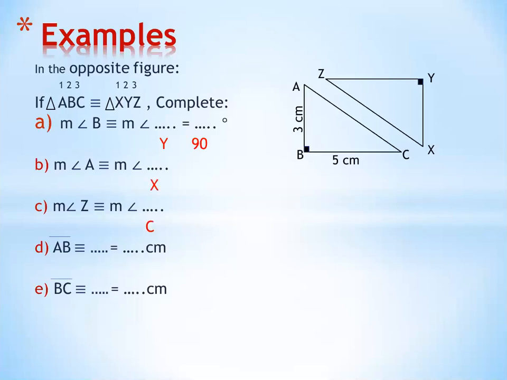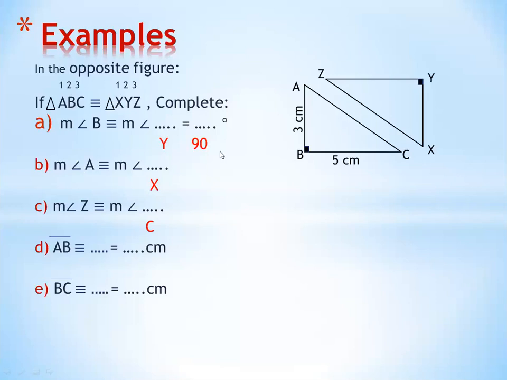Measure of angle Z. Z has number 3. Which one has number 3 in the other polygon? It's C. So measure of angle Z is congruent to measure of angle C. Here, the side AB is congruent to what? AB is 1, 2. Let's check the numbers. In the other polygon, which one has 1, 2? X, Y. So AB is congruent to XY.